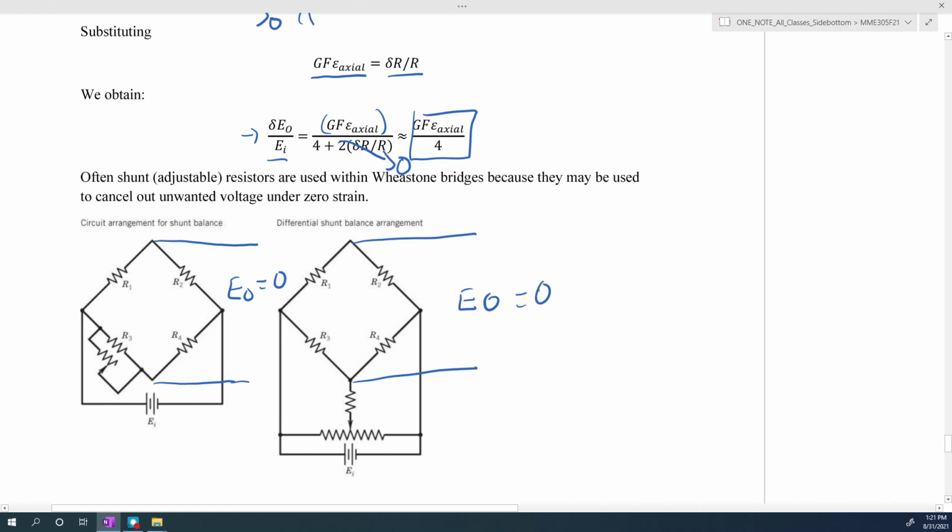So we'll do an example problem to show how you can use these relationships to determine the strain within a strain gauge in a Wheatstone bridge.